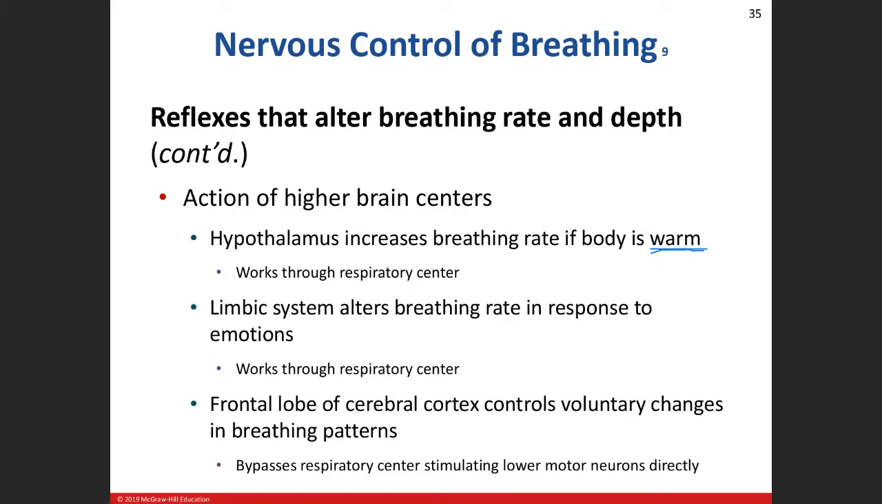Remember, limbic system, think emotions. Always emotions when we're dealing with the limbic system. Okay, same type of situation.